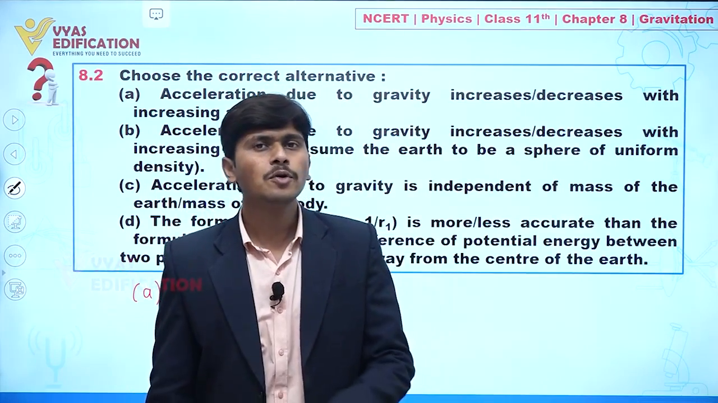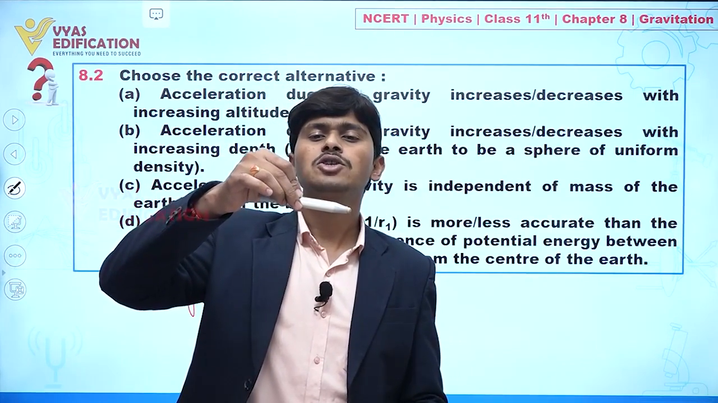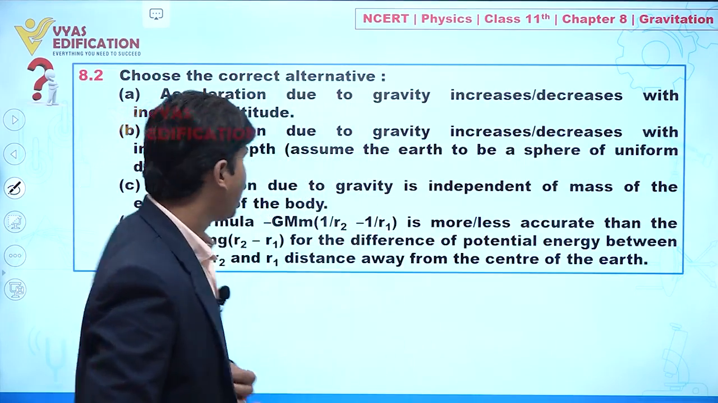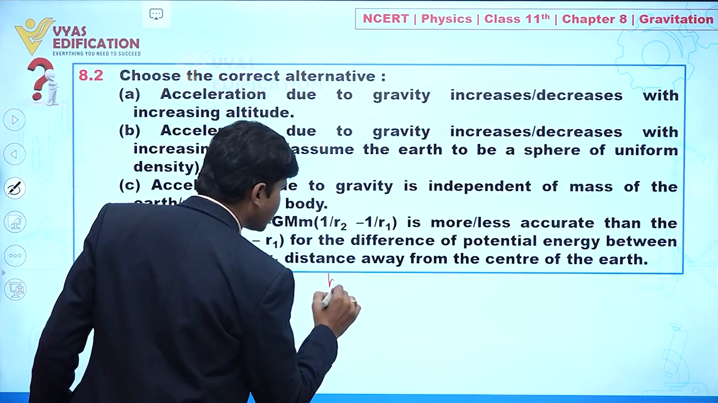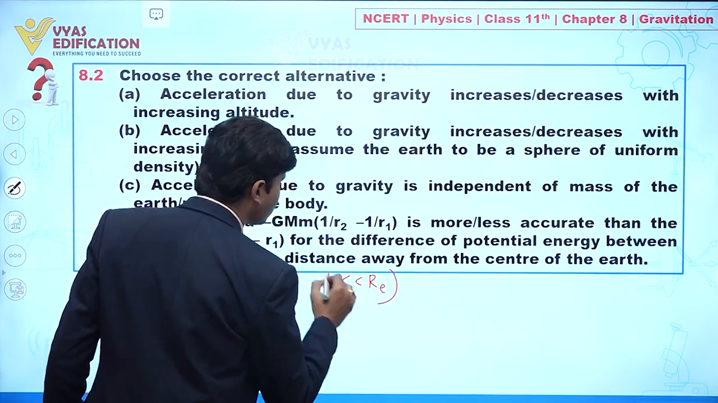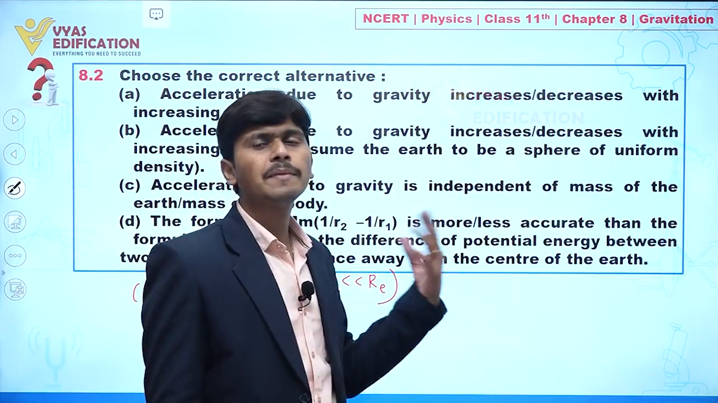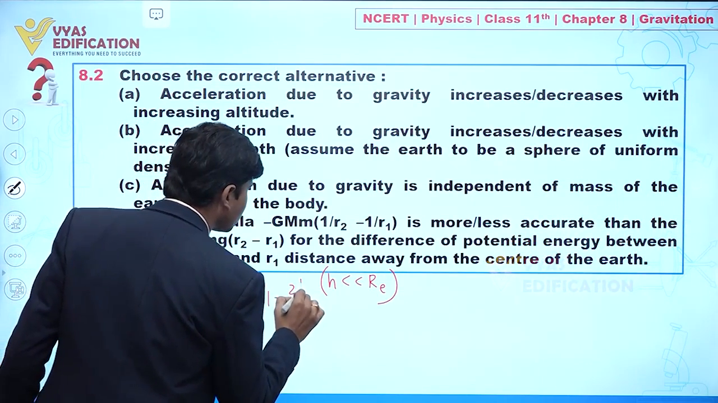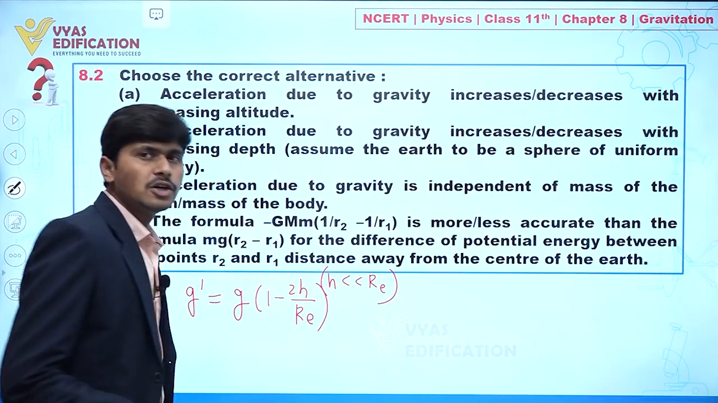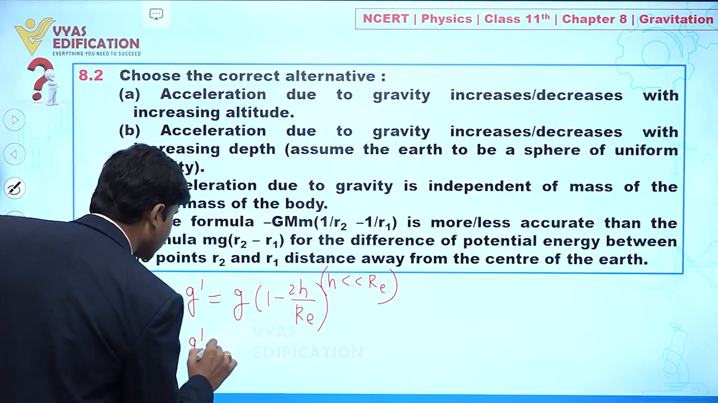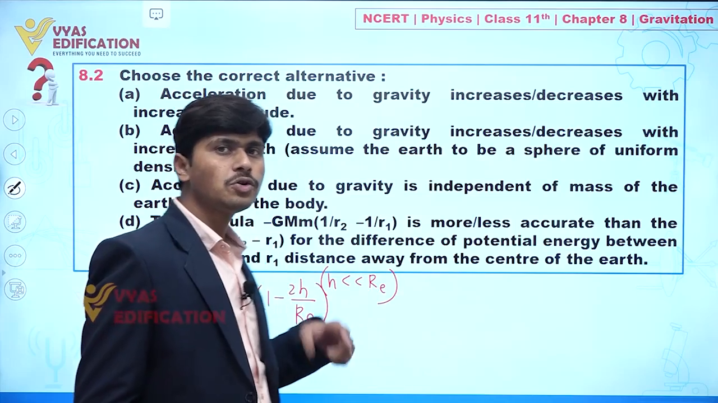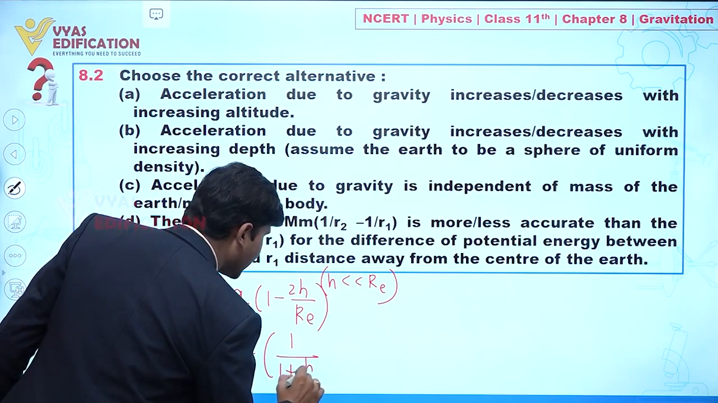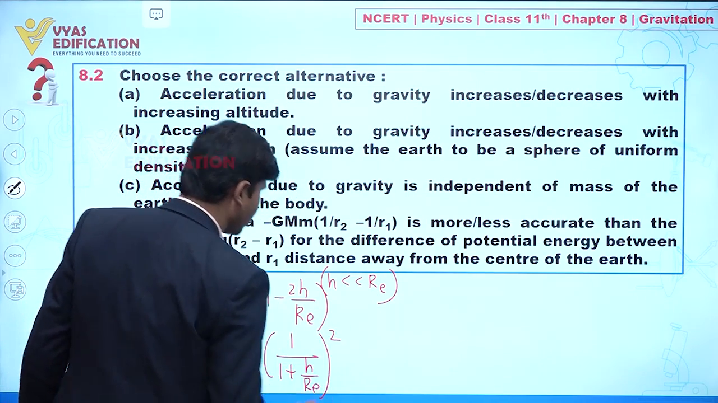Now what I am doing here is lifting this object from the surface of the earth to a certain height. And let's suppose the height is very small compared to the radius of the earth. Just assuming. At that time I can say this g', is given by g1 minus 2h upon Re. You can also write a general expression like this: acceleration due to gravity due to variation of height is given by g1 upon 1 plus h upon Re, the whole squared.